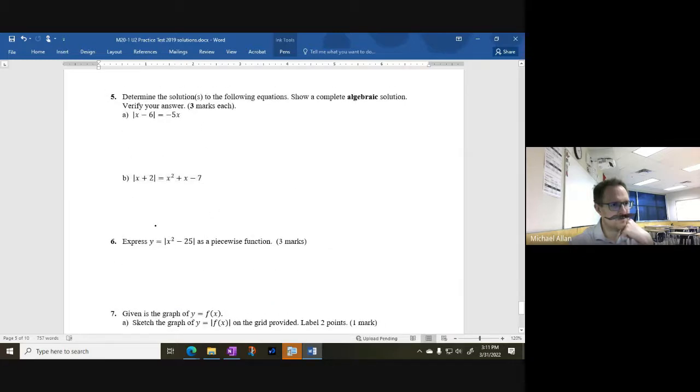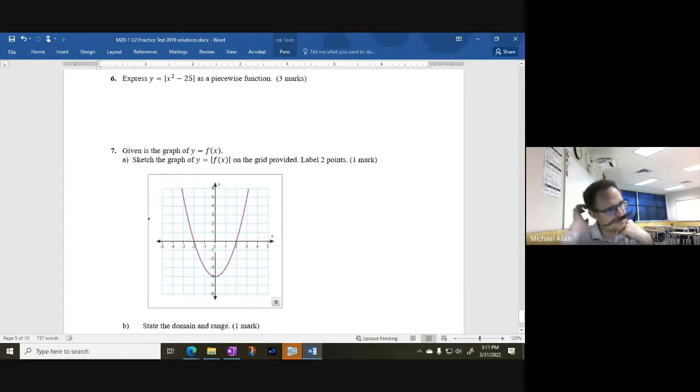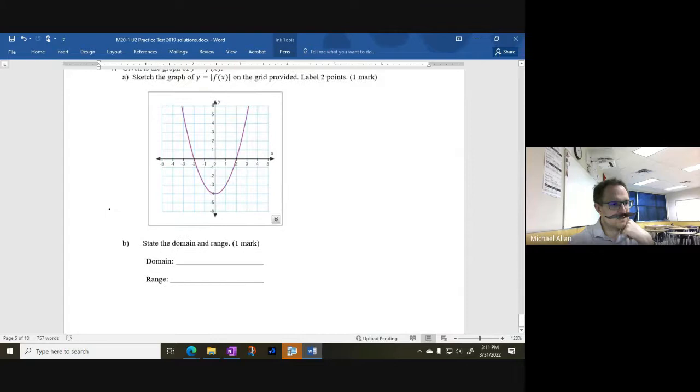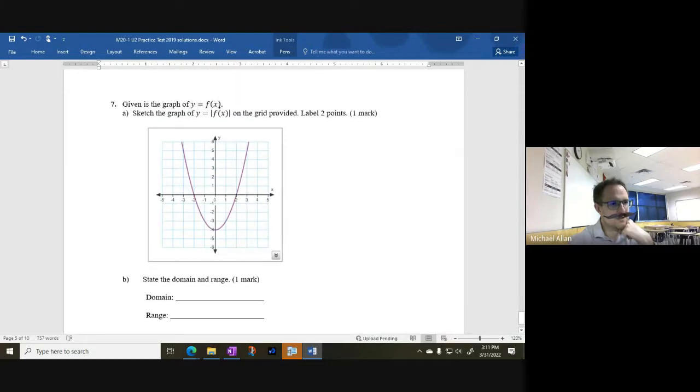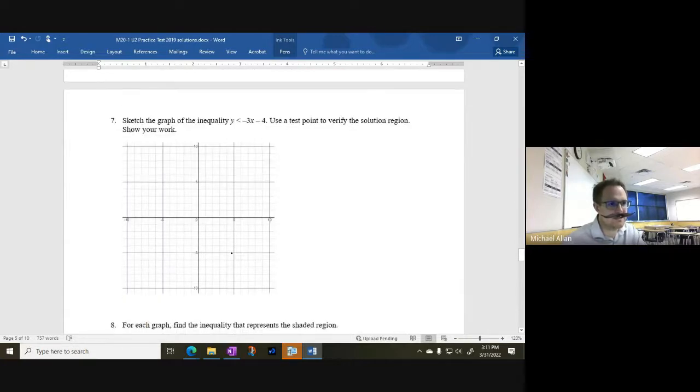Absolute values. We're going to do a couple of those already. Express it as a piecewise function. I'll definitely do that. Give them a sketch. What is this? Oh, determine the absolute value. Give me the domain and range. Let's just determine the sketch. This is labeled 2 points. Okay. Easy-ish. Okay, so let's go back here. We're going to go do the rest of these.